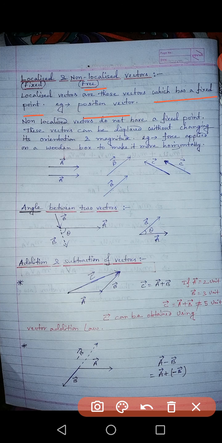For example, position vector. I think you remember already that in a position vector, when we drew it, we started from the origin. That means one point of the position vector is always fixed. If this is the origin, this is the position vector of a point P, suppose. It starts from the origin, so one point is always fixed. That is why a position vector is a type of localized vector or fixed vector.